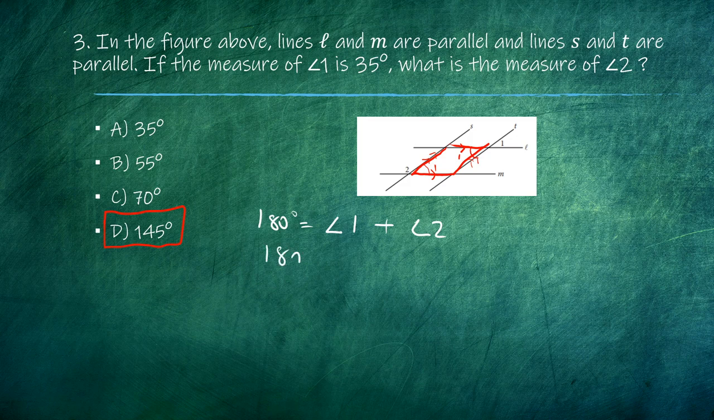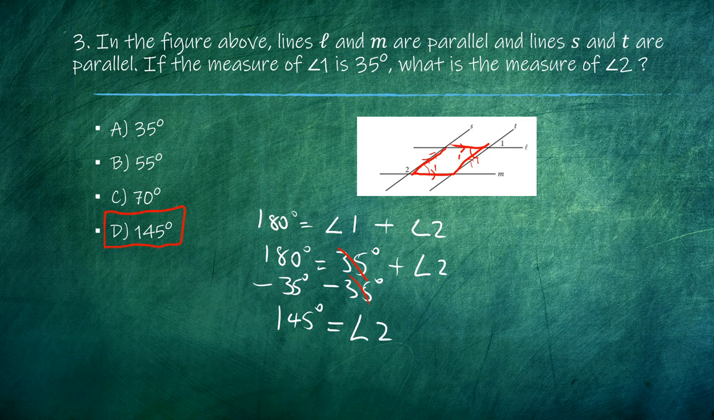And we know that angle 1 is 35 degrees. So we can subtract 35 degrees on both sides. So this will cancel out. Then we have 145 degrees, which is equal to angle 2. And that is our answer.